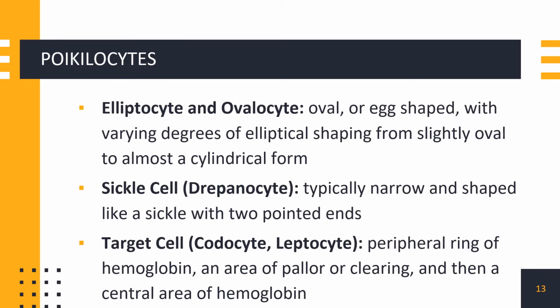Target cells, also called as podocytes or leptocytes, are RBCs having a peripheral ring of hemoglobin, an area of pallor or clearing, and then a central area of hemoglobin.